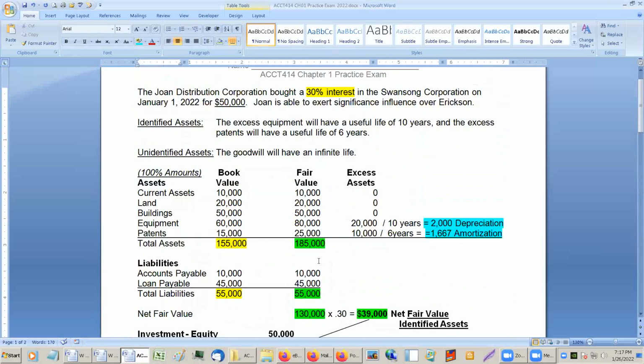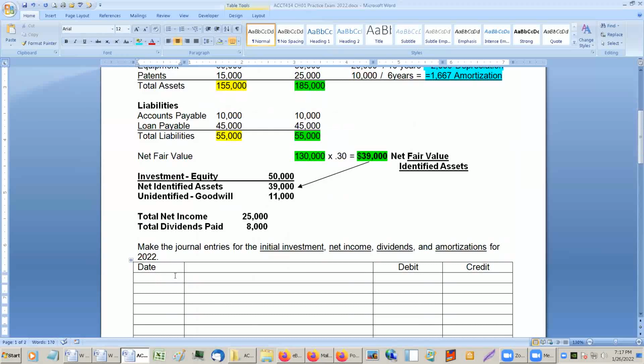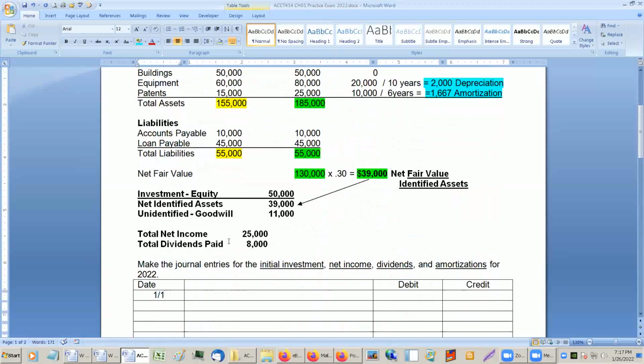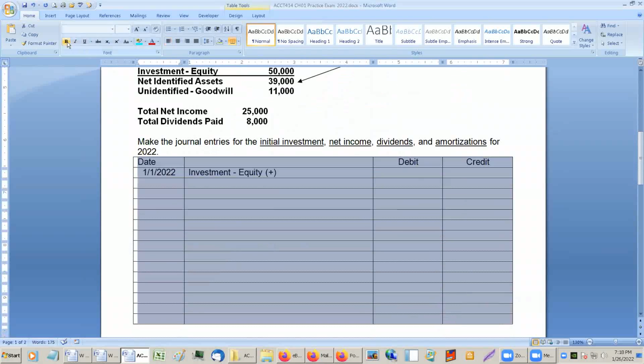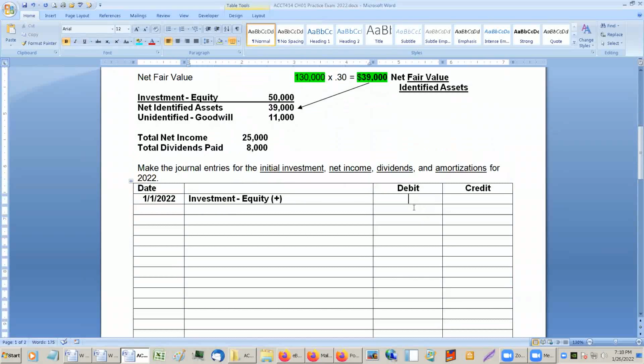All right, so 3%, 50,000. Oops. Might be a year here. 2022. All right. They pay $50,000 for it.